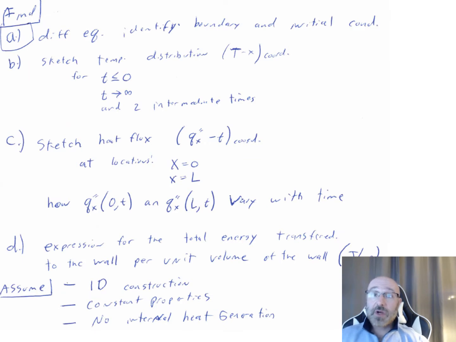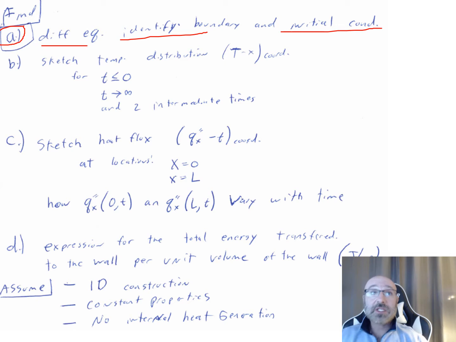So the next thing we want to do is continue reading through that problem statement and figure out what they're asking us to solve for. Now, if we were to solve this entire problem, there'd be 4 different things we're solving for, but we're just going to stick with part A here. In part A, they want us to find the differential equation and identify boundary and initial conditions. So that's all we're going to do for this problem here.